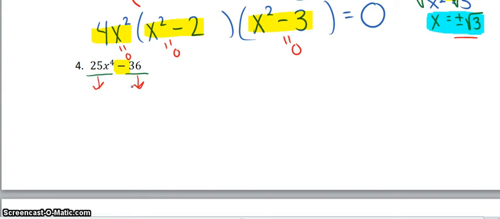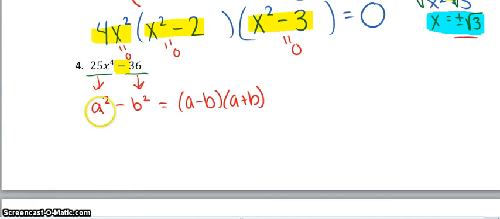Now, in order to do the difference of 2 squares, I just want to remind you it has to be in the form a squared minus b squared, which we just talked about, and it is. And that's going to equal a minus b times a plus b. Now, I know we don't like to memorize formulas, so what I like to think about is I just need to find a and b. So if this is a squared and this is b squared, a and b are just the square root of both of those things. So what's the square root of 25x to the fourth and the square root of 36?